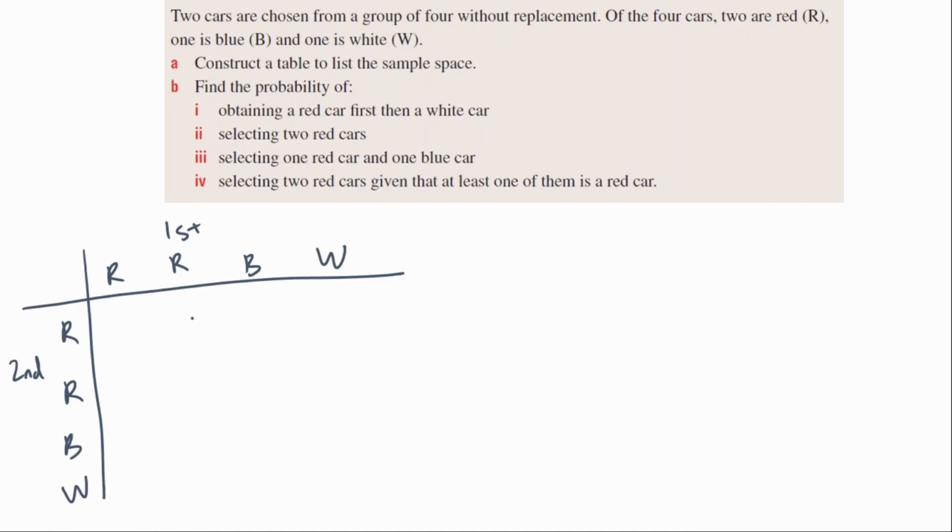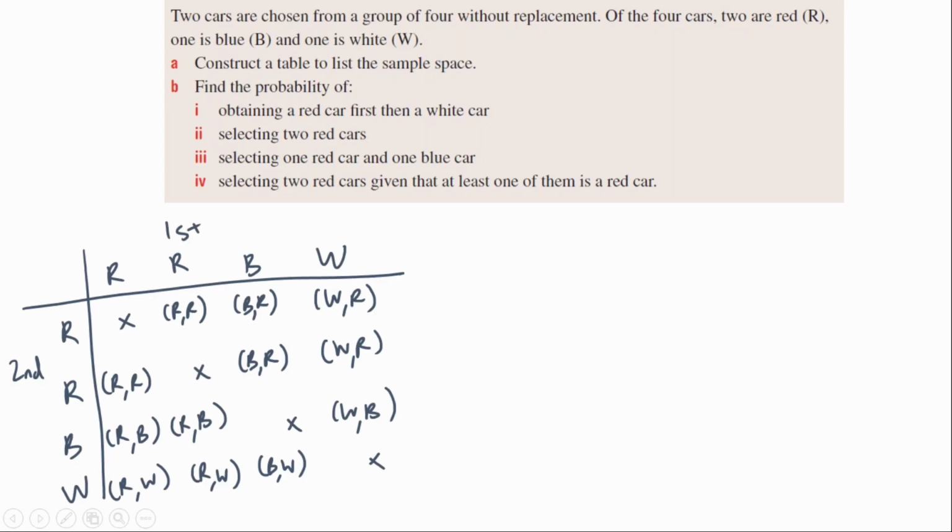Once again it's without replacement, so I can't have any double ups. So I'm just going to start off by putting X's diagonally. And let's fill out the rest of this array here. And that's what your array should look like. Give yourself a tick if you got that correct.